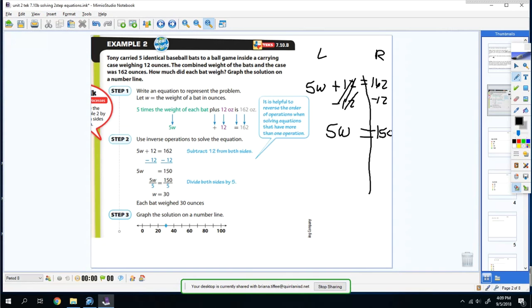So then I have 5w equals 150. Well, that 5 is being multiplied to the w, so you're going to do the opposite and divide. You're going to divide 5 to both sides. These 5's cancel out. The w comes down along with the equal sign. 150 divided by 5 is 30. So the answer is 30. Okay, now you try one.